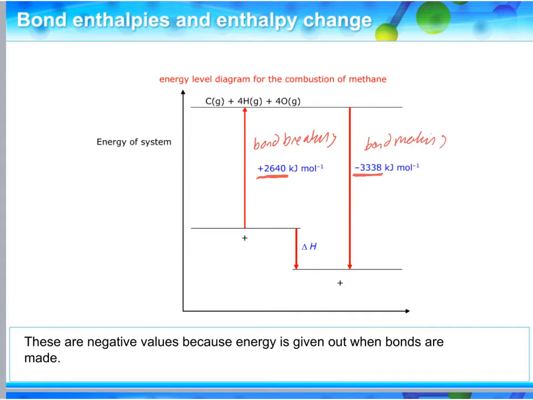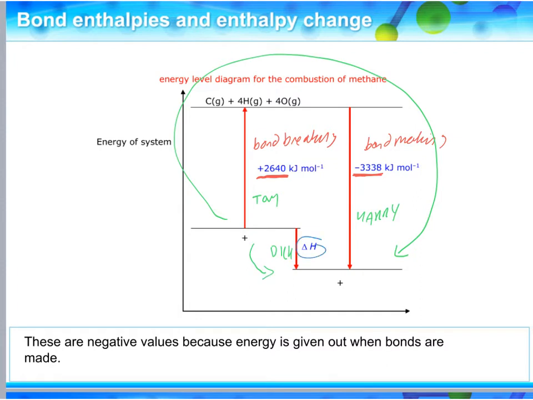and bond making is minus 3,338. If we now use Hess's law and we look at these arrows, so if we call this one Tom, this one Dick and this one Harry, just like we did on our Hess's law, and we see which arrows are going in a clockwise direction, we can see that Tom and Harry are going in a clockwise direction and Dick is going off on his own in an anti-clockwise direction. So the unknown enthalpy change here, delta H, is equal to Tom plus Harry.